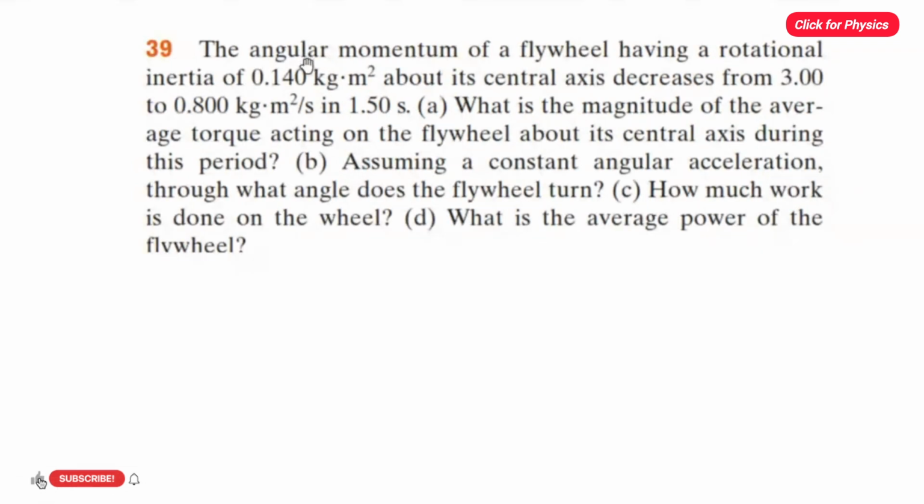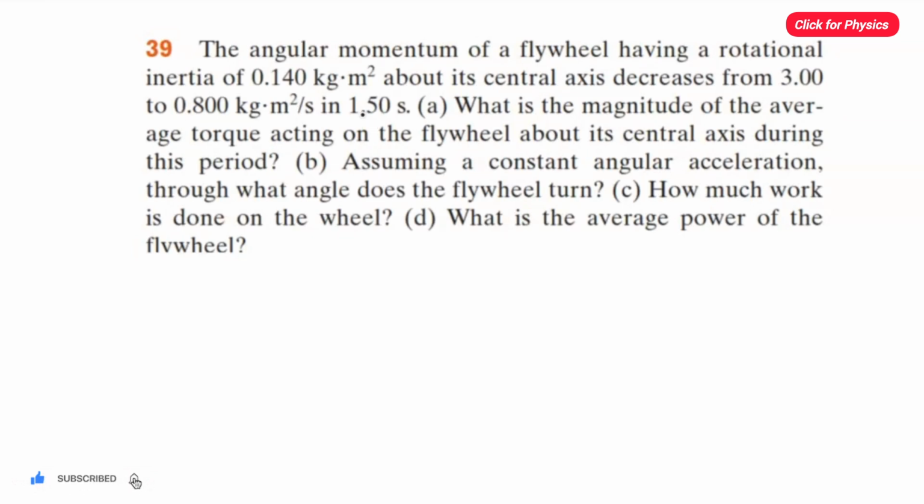So these three pieces of information are given. What are the three pieces of information? They gave the initial value of the angular momentum, which is 3, and the final angular momentum L_F value, which is nothing but 0.8, and the time interval is given here as 1.5 seconds. By using these three pieces of information, we have to find the answers for these four questions.